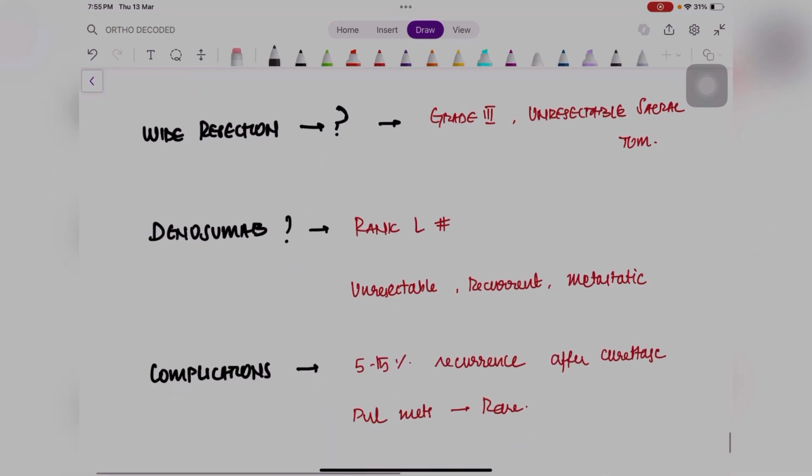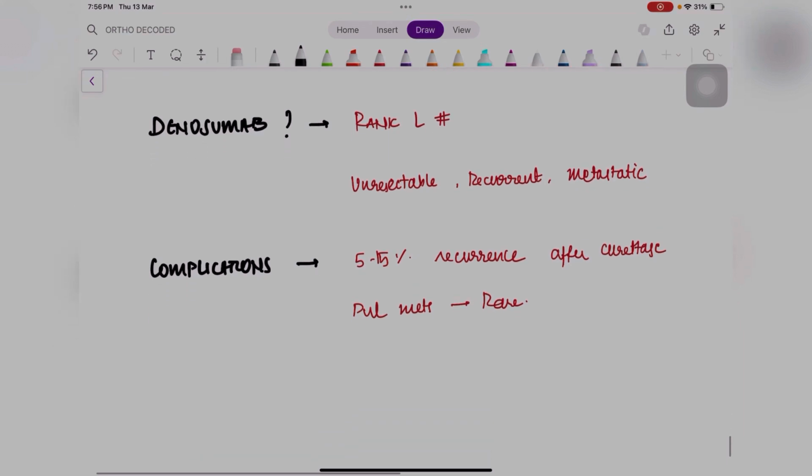Should wide resection be done? Yes, wide resection should be suggested when it is grade 3 or in cases of unresectable sacral tumors. Is there any role for denosumab? Yes. What is denosumab? Denosumab is a RANKL inhibitor. What this does is inhibit the osteoclastic activity.